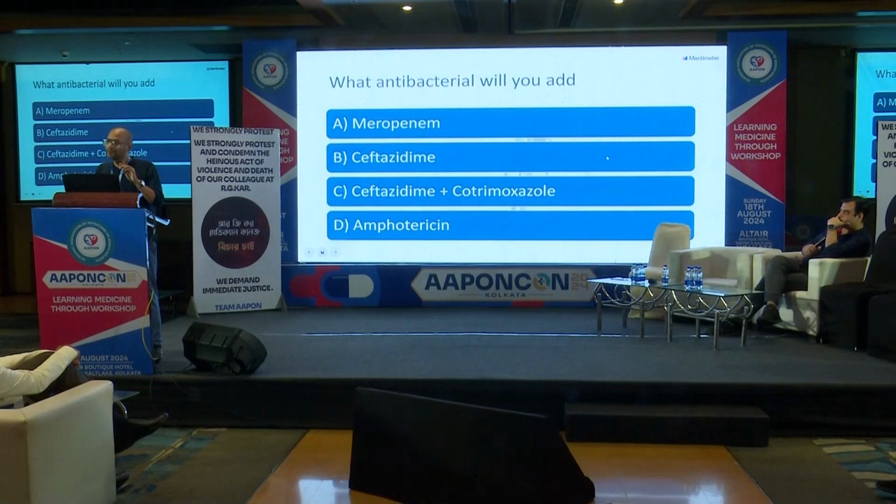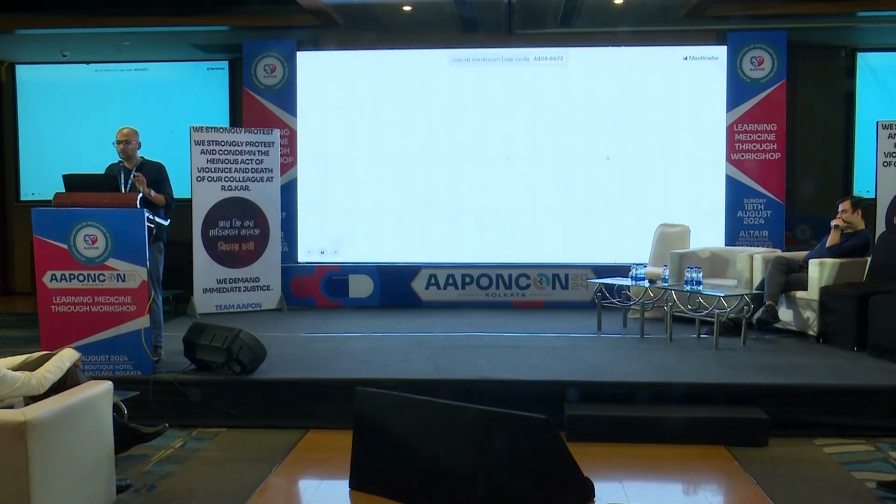And the antibacterial that you would like to add here, either ceftazidime or meropenem, both of them work. But if you give something like ceftriaxone or piperacillin tazobactam, it will not work. So melioidosis has high mortality if not treated adequately. So this is something that you should keep in mind.